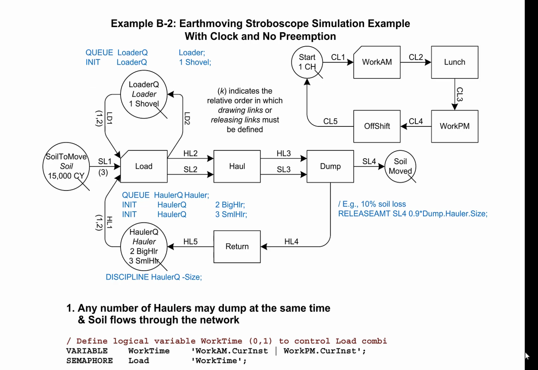The first model, for example B2, allows any number of haulers to dump at the same time. Because of this, it is possible to allow soil to flow through the network through the links SL1, SL2, SL3, and SL4. If we need to introduce a spotter so that only one truck can dump at the same time, then it is not easy to model the flow of soil through the network.